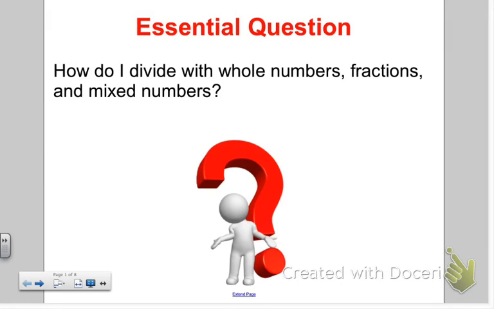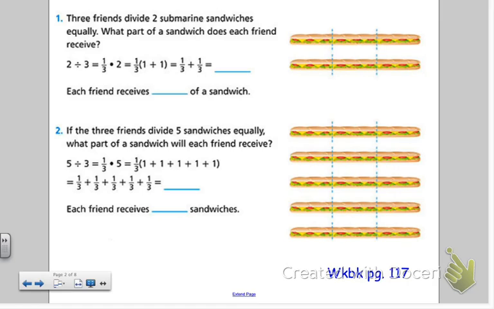In our next essential question, we're going to answer how do I divide with whole numbers, fractions, and mixed numbers. So this time we're going to talk division. If you take a look at workbook page 117, you're going to see a series of different division problems that involve sandwiches. What if you have 3 friends and you're dividing 2 submarine sandwiches equally? What part of a sandwich does each friend receive?